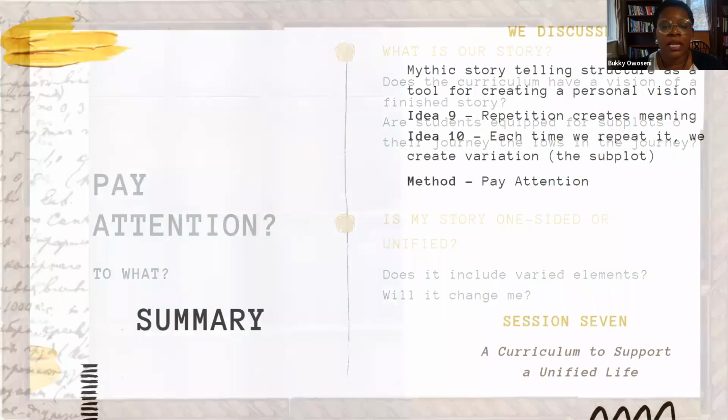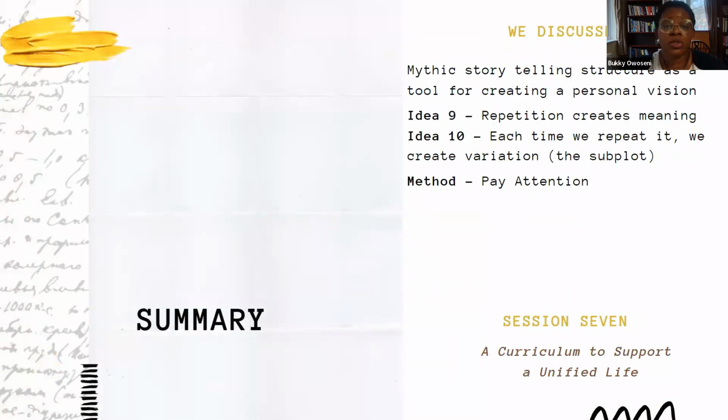So I will just end by summarizing. We talked about mythic storytelling structure as described by Joseph Campbell as a tool for creating a personal vision. And we talked about Sigmund Freud's ideas about repetition and remembering and how it helps us to work through things. And we talked about the narrative tool of the subplot, that though the story is the same, we can create variation each time we tell that story. So we are creating something new each time.